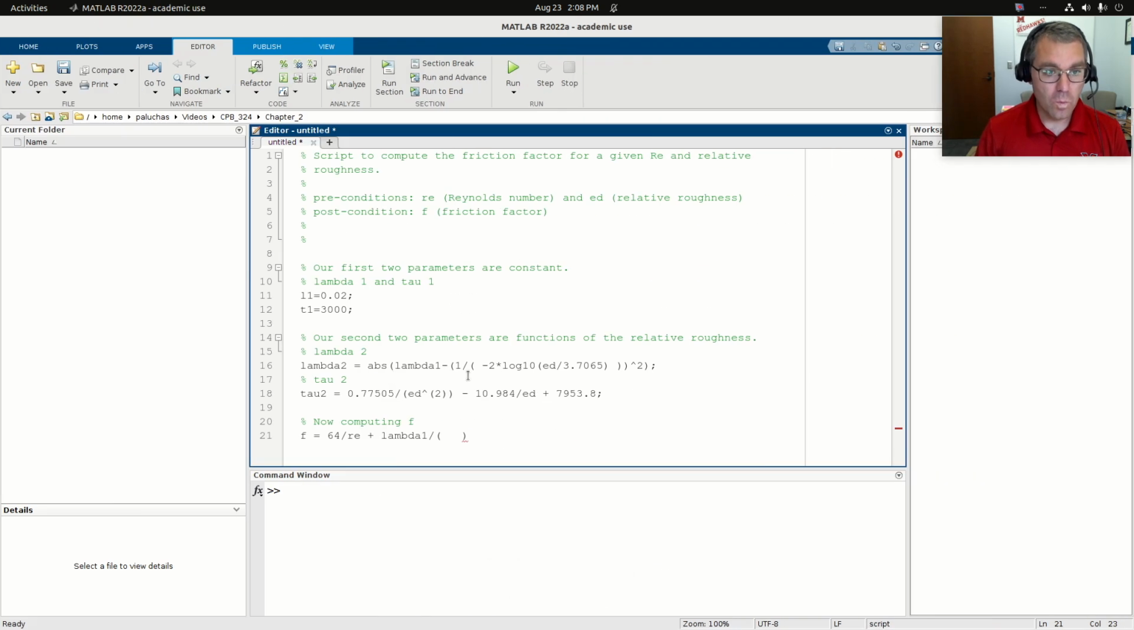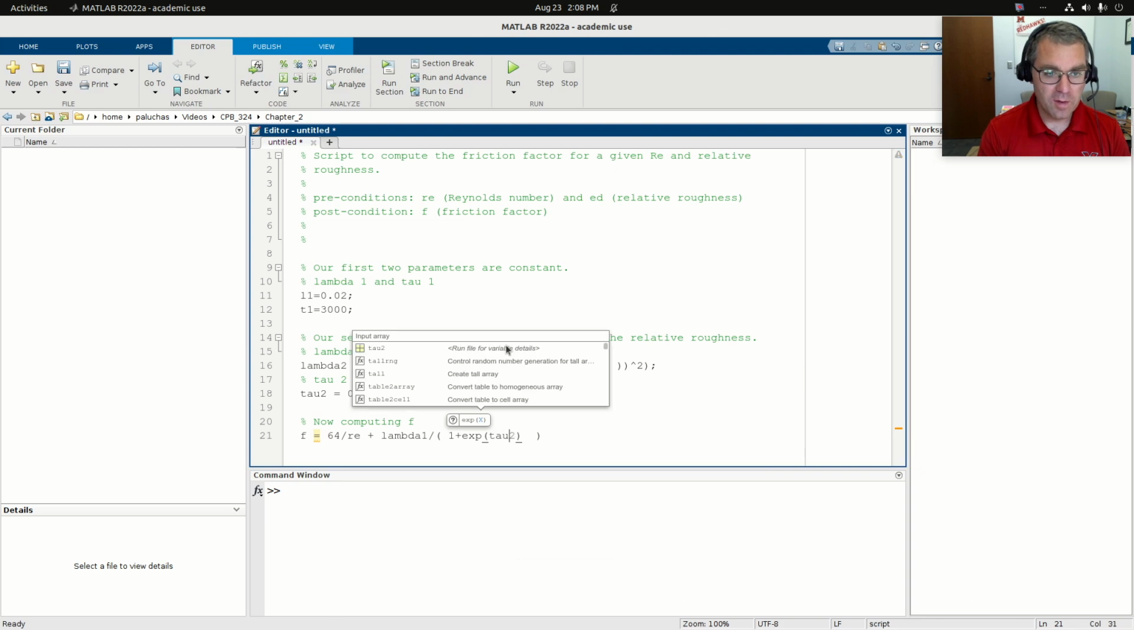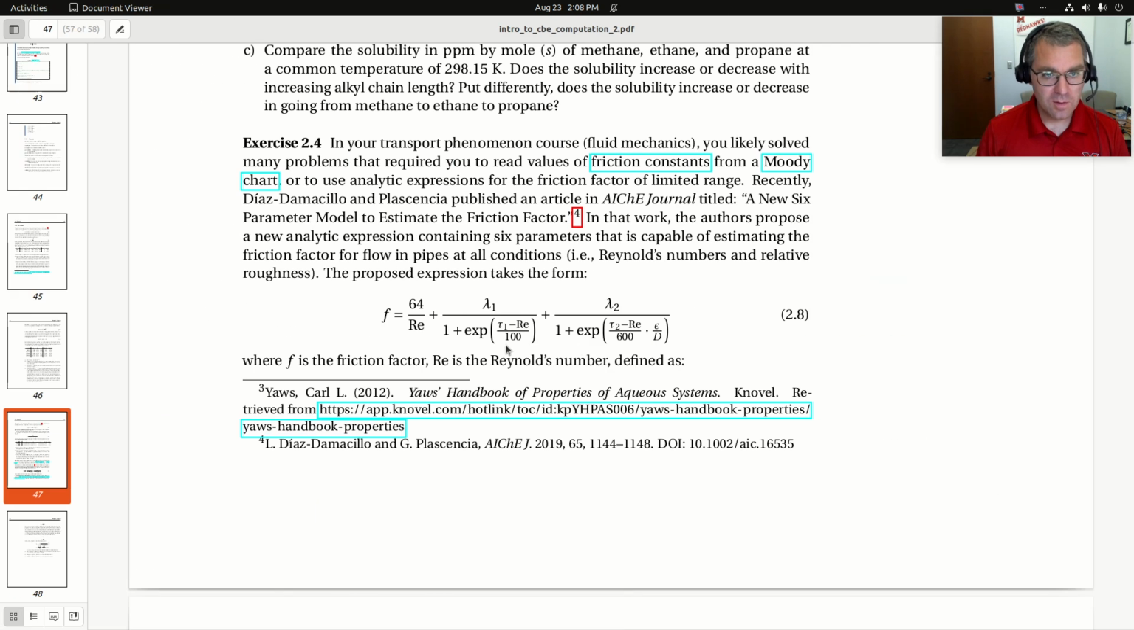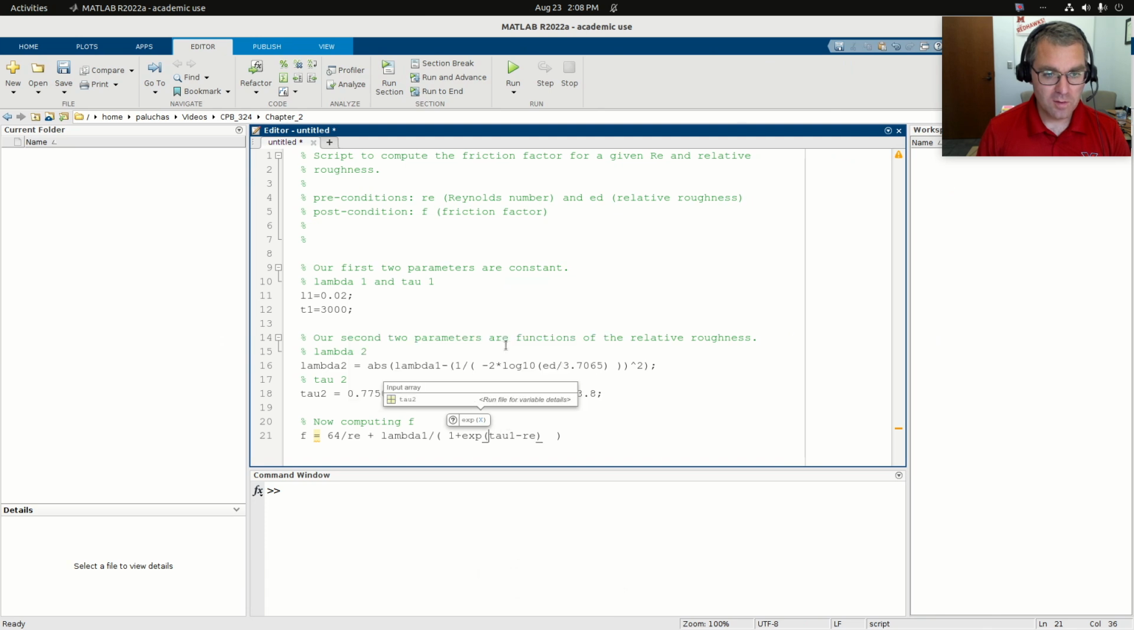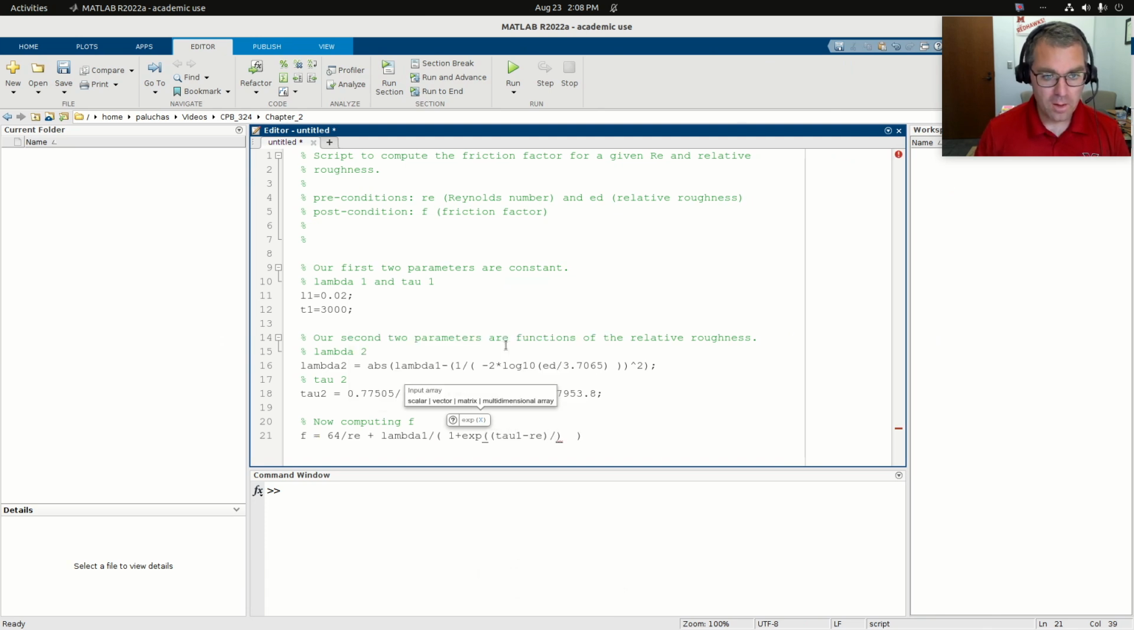So 1 plus, then e is exponential, and then I'm going to have tau 1 minus Reynolds, and that's the numerator in the argument within my exponential, divided by 100. So I have a set of parentheses for the argument in my exponential, and within that argument I have a fraction: the numerator is tau 1 minus Reynolds in parentheses, divided by 100. So that's term 1.